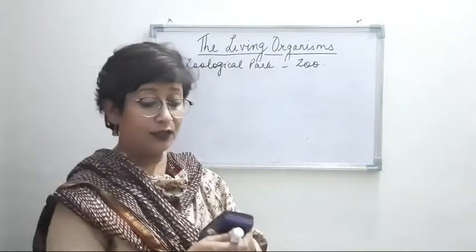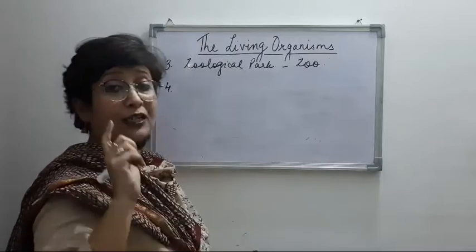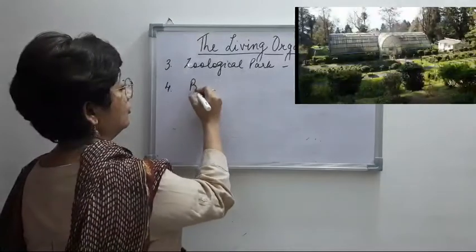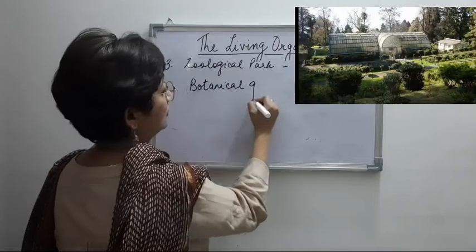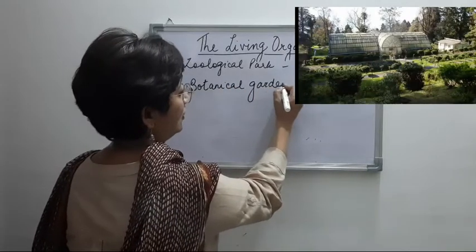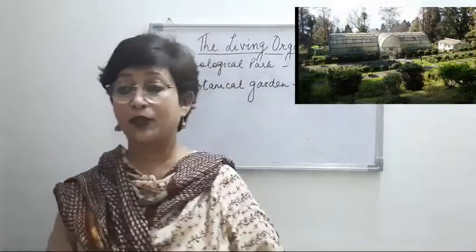Then the next one, the fourth aid having living specimens, is the botanical garden, right? Botanical garden in Lucknow, NBRI, is one botanical garden.